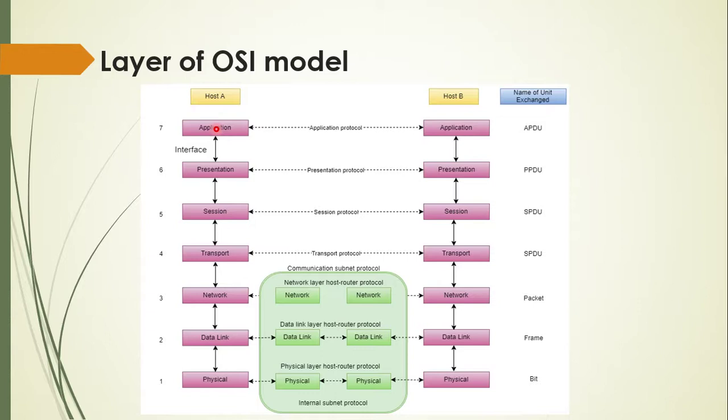After that, data is sent to the presentation layer. Presentation layer presents the data coming from the application layer in an acceptable form at the server machine. After that, data is sent to the session layer. At the session layer, encryption and decryption process is performed. After the session layer, the data is sent to the transport layer.